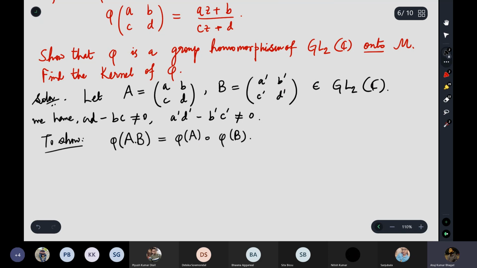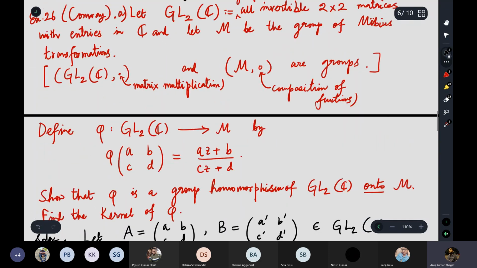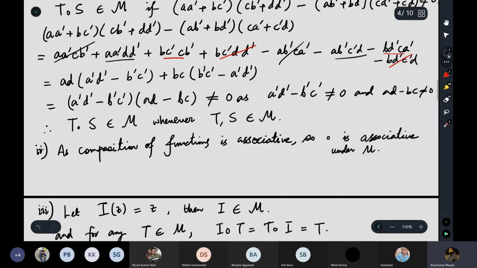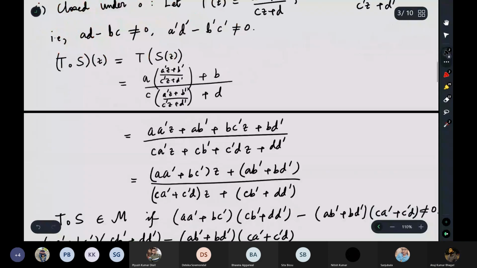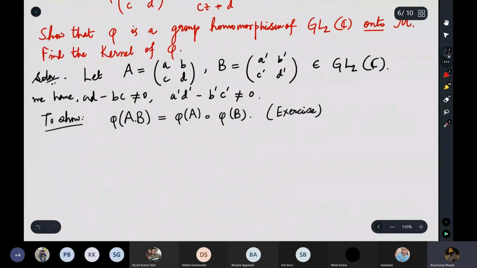So that is the easy job. I hope you can do it. This I leave up to you. You just have to calculate everything. I have already calculated the composition here. You can check that. Okay, let me try to do it. Should I do it or will you try?